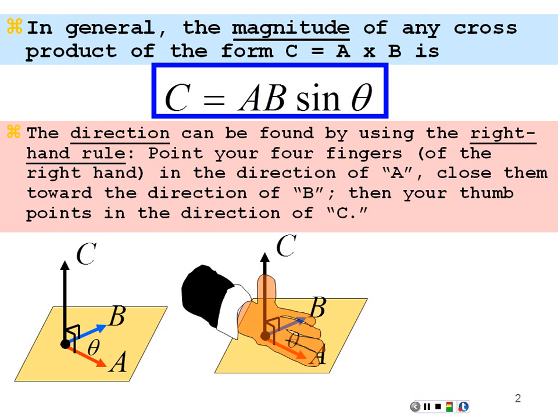And then when you've done that along the plane of those two vectors, your thumb points in the direction of the cross product. A and B, being vectors, define a plane themselves, and your cross product thumb will always be perpendicular to the plane formed by A and B. In other words, C is going to be perpendicular to both A and B.